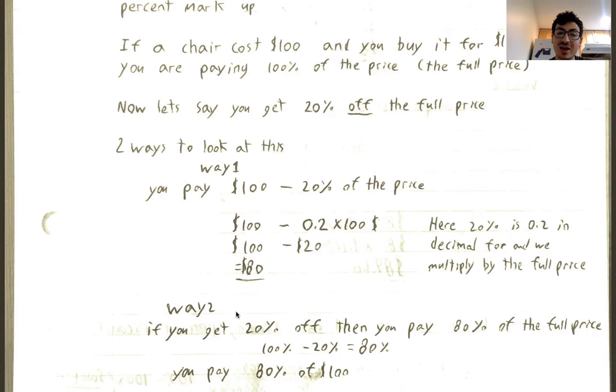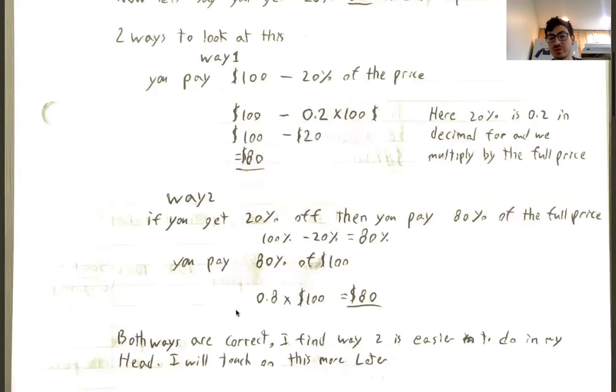The second way that we can do this is, instead of doing the calculation on 20% of the full price, we can just do that percent calculation of how much we're actually going to pay. So if we get 20% off, then instead of paying 100%, we go 100% minus 20%, and we end up paying 80%. So we do the subtraction first. So now we're going to pay 80% of the price. That's 100% minus the percent we save. So 20% gives us 80%. So we are going to have to pay 80% of $100.